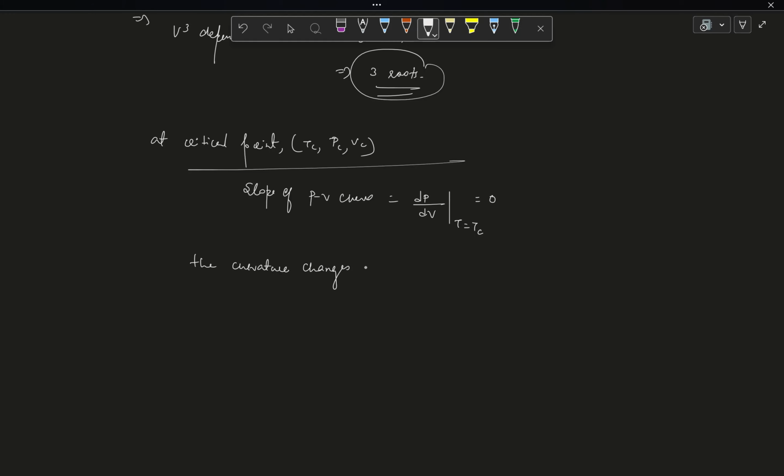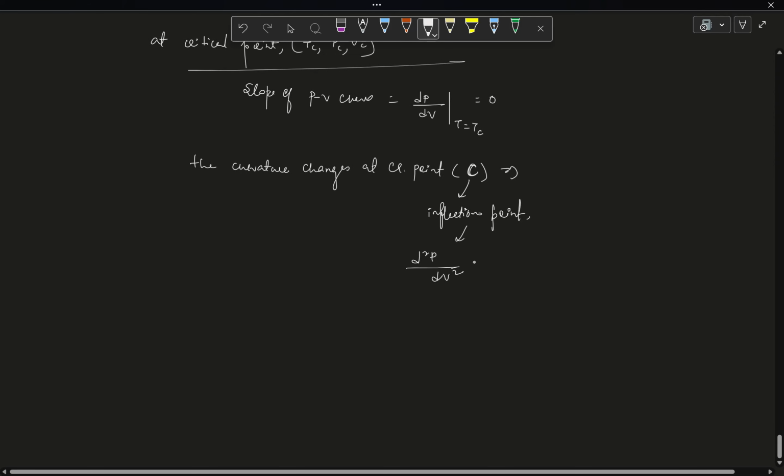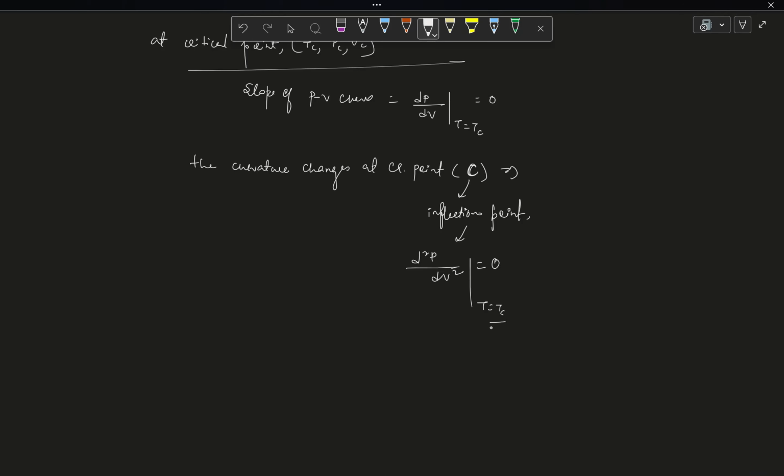changes at the critical point, let us call it C. So the curvature also changes at the critical point, and the curvature changing means C is also the inflection point, right? This is the point where mathematically the curvature of the curve changes, so that is called our inflection point. And the idea of an inflection point is that at the inflection point, the double derivative of this P versus V curve, d2P by dV2, is also 0. This is also at T equal to Tc, constant temperature.